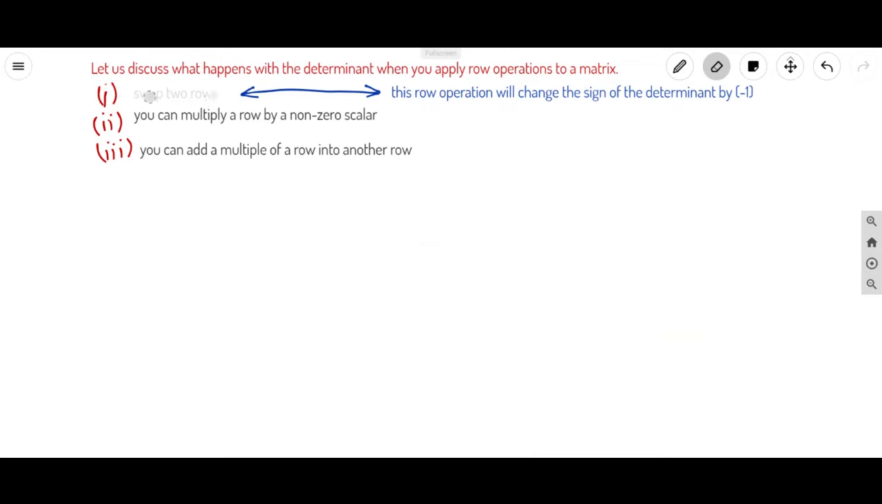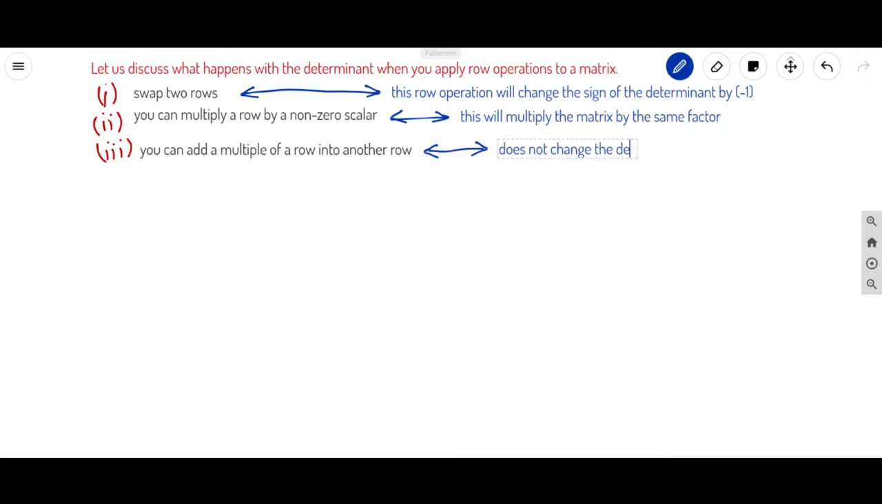That's what happens when you swap two rows. If you multiply a row by a non-zero scalar, then this will multiply the determinant by the same factor. And finally, property 3 says that, and this one does not change the determinant at all.